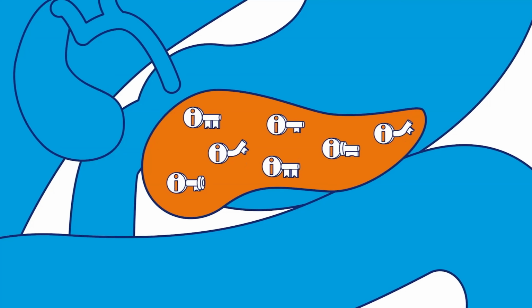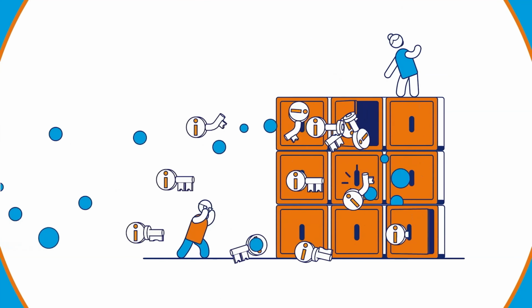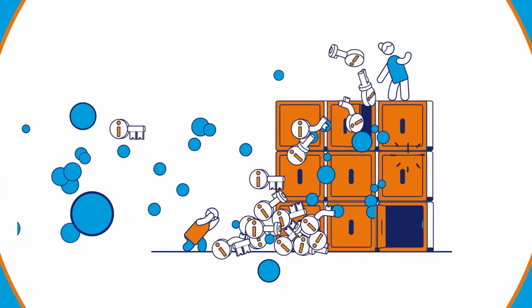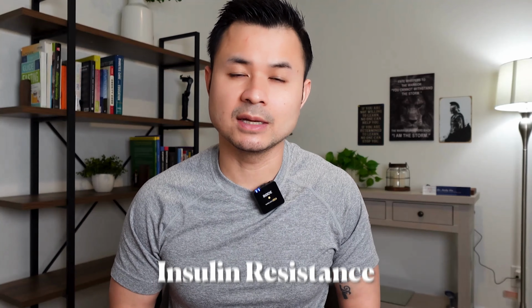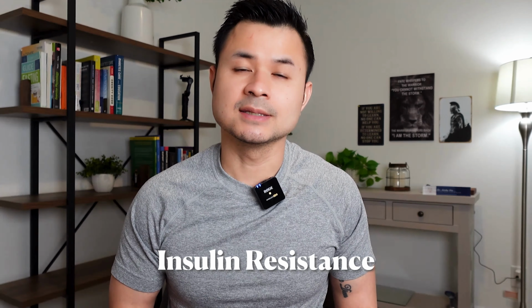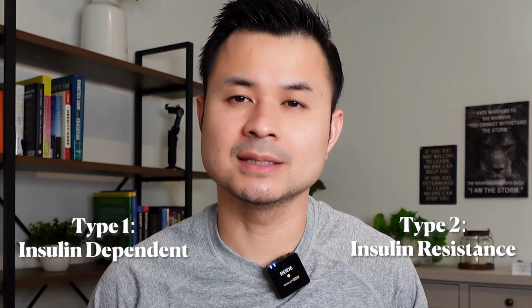In type 2 diabetes, for some reason, there's a malfunction with the receptors and the insulin itself. So it's not allowing insulin to do its job properly to allow that glucose to come in. Type 2 diabetes is also known as insulin resistance, and that's the main differentiating thing between type 1 and type 2. Type 1 is insulin dependent and type 2 is insulin resistant.